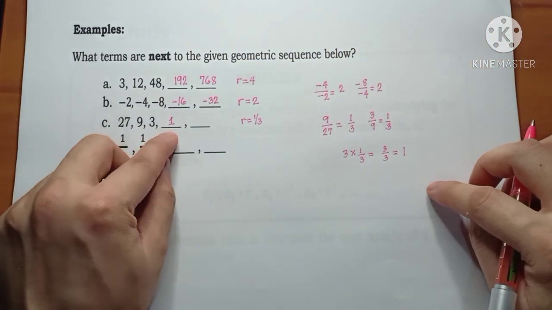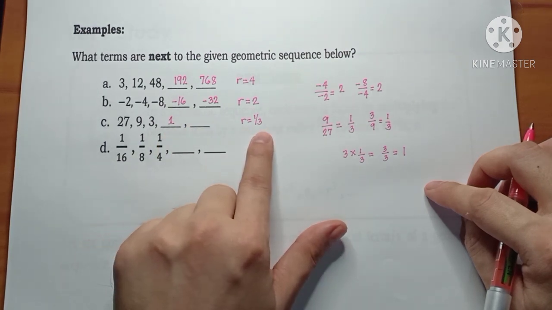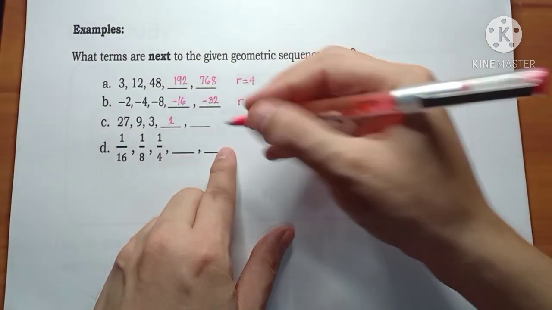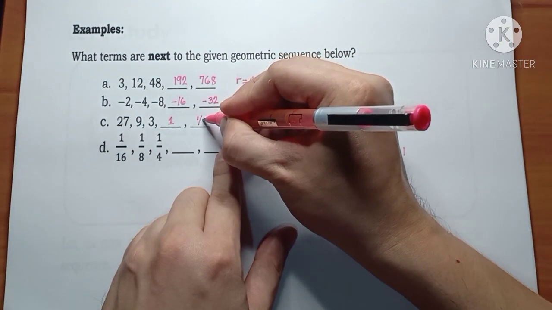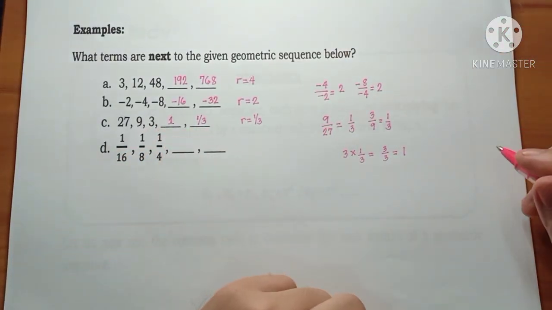How about this one? 1 times 1/3. Of course. So, any number multiplied by 1 is itself. So, therefore, the correct answer is 1/3. So, ang ating sagot ay 1 and 1/3.